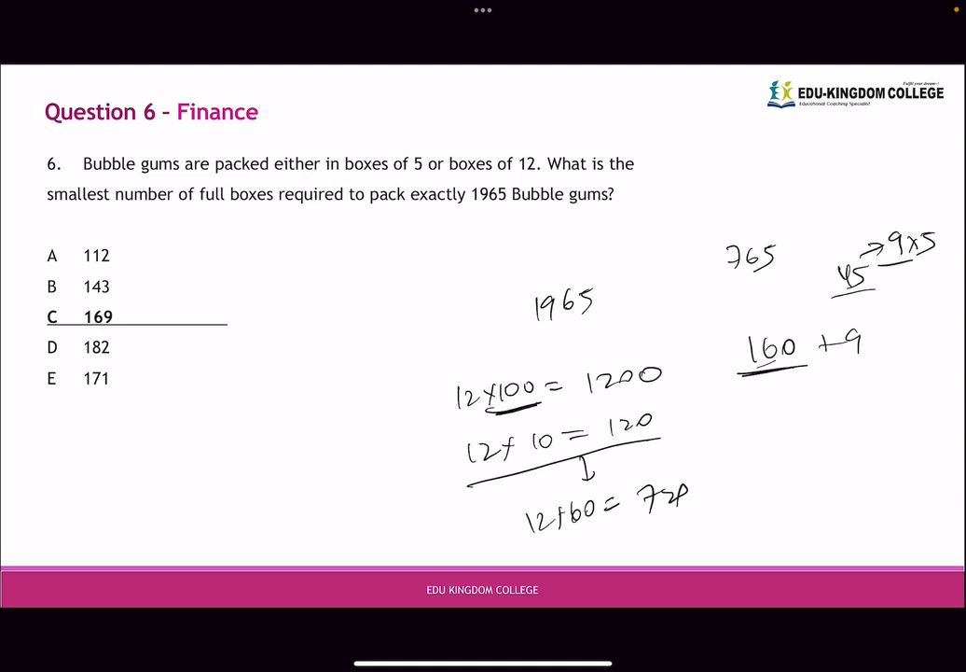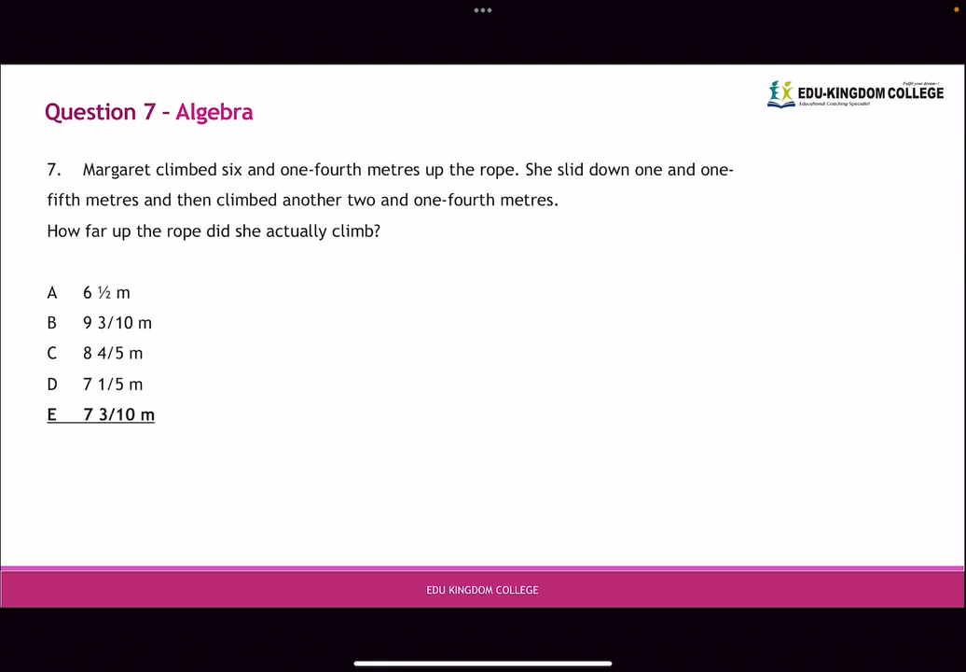So 100 boxes of the 12 plus another 60 boxes of the 12 should give you 720. You have 45 left over. That's 9 boxes of 5. So that's 9 plus 160 equals 169.